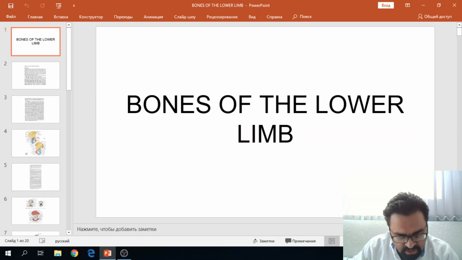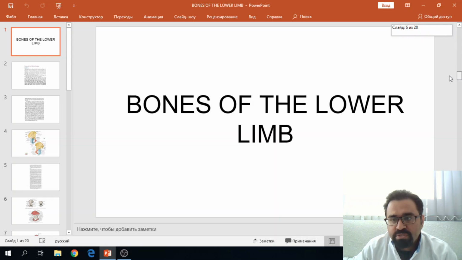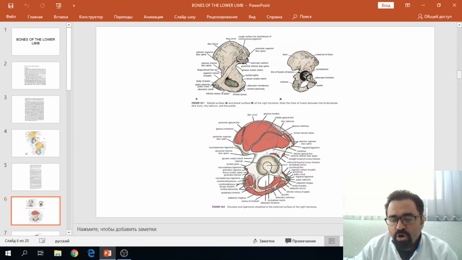Students, we have a class on the bones of the lower limb today. So we're going to start. The bones of the lower limb are, number one, the hip bone. Then there is the long bone in the thigh, which is called the femur. Then in the leg region, we have two bones, which are called the tibia and fibula.